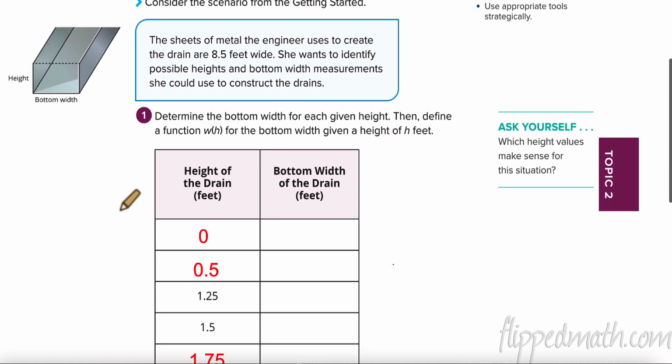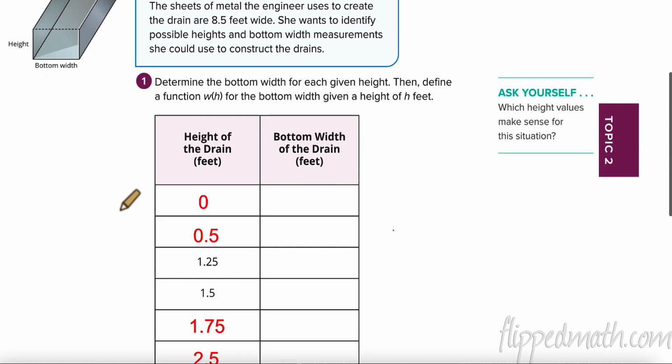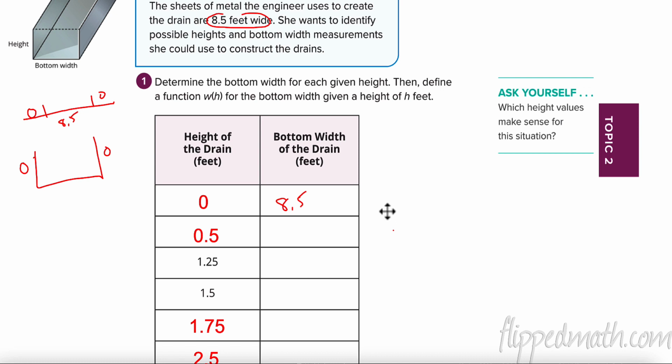All right, so we want to determine the width for each of the given heights. So let's take a look here. If my height was 0, it says we have 8.5 total feet of this, right? So if I'm laying it out, I know that I have 0, I'm taking 0 away, and I'm taking 0 away. What's left? I have 8.5 feet left. So I'm still going to have 8.5 feet left for my drain there.